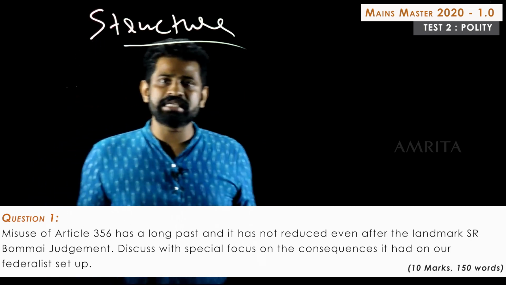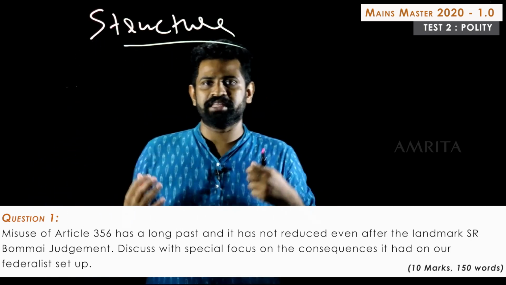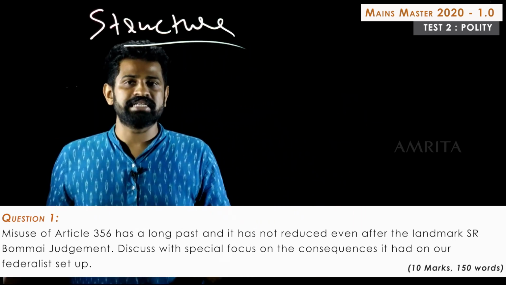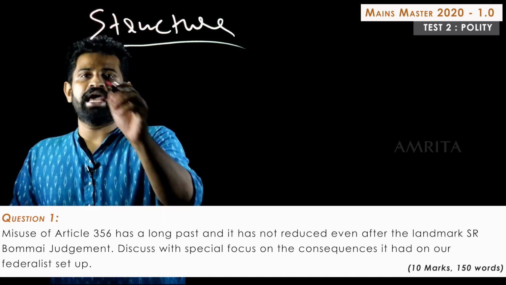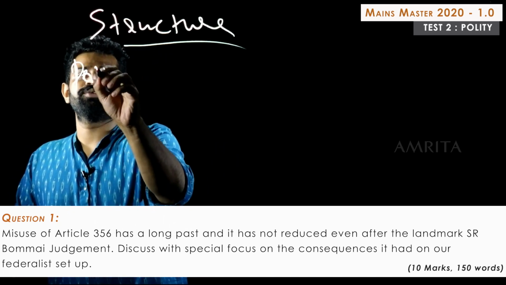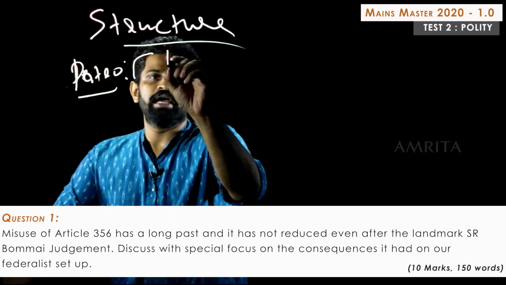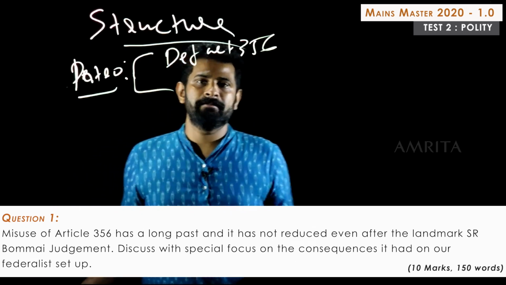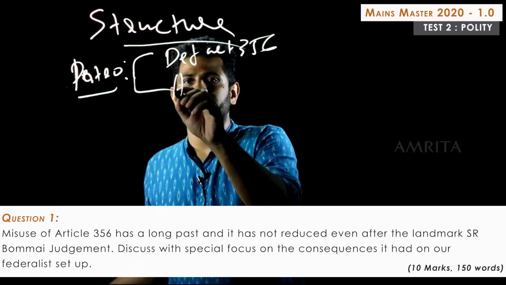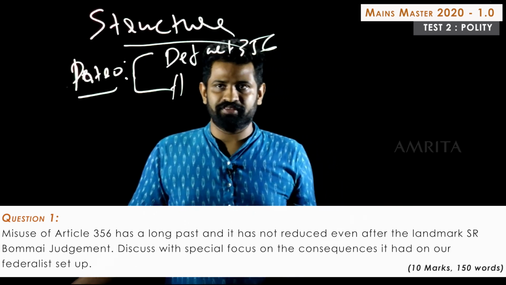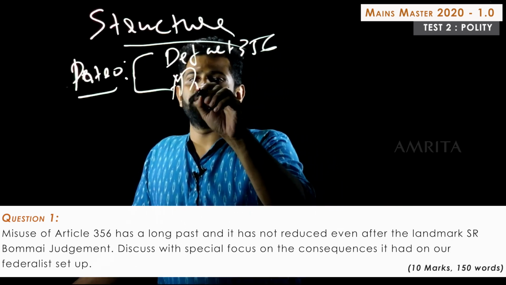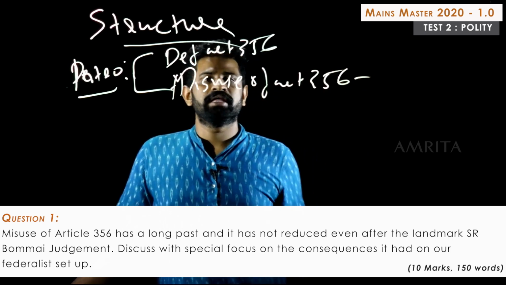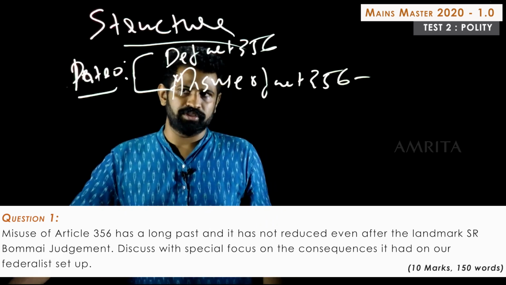The question is about discussing, so you have to do that freewheeling kind of thing. You bring in different arguments that are both explicit and implicit in the question. First, the intro could be about defining Article 356, and the actual reality of Article 356, that is, how misuse of Article 356 has happened. You can mention that together with your introduction.